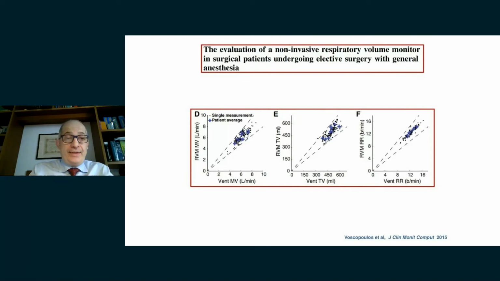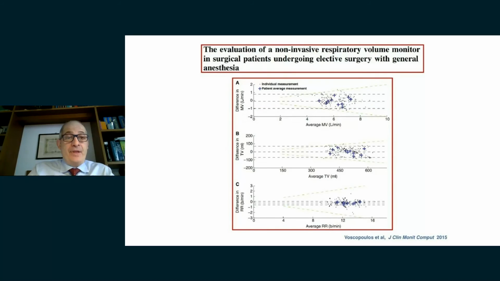Putting together all the data, each point is a patient in a different condition. This was the relationship between the tidal volume in the middle, minute ventilation on the left, and on the right, the respiratory rate. And as you can see, a very good relationship was found between the measurements of the two devices. To better understand, the authors analyzed the data with the Bland-Altman test.